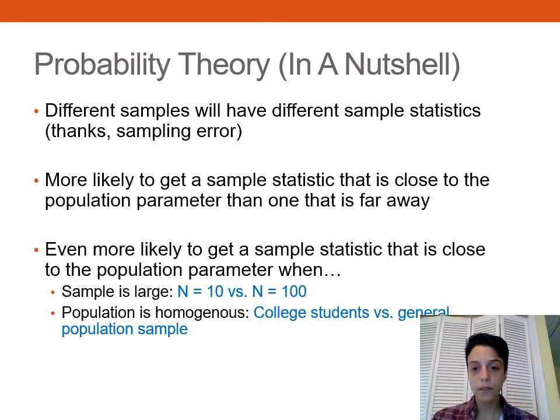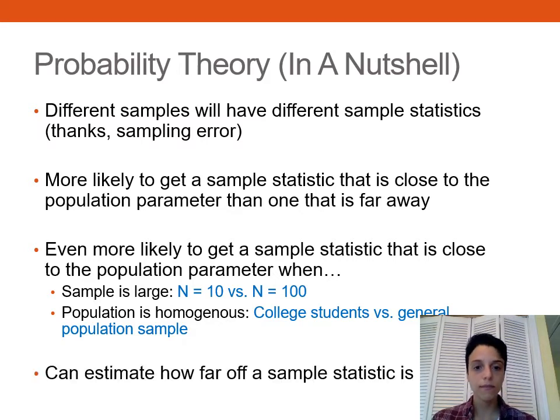So estimates from the college student sample would most likely be closer to the true parameters for the population of college students than estimates from the general population sample would be to the true population parameters for just that general population you're looking at. The nice thing about this is that you can estimate how far off a sample statistic is likely to be from the population parameter based on those two characteristics, the size of the sample and the homogeneity of the population. In other words, any sample you take, you can get a pretty good sense for how close it's likely to be to what you're actually looking for.